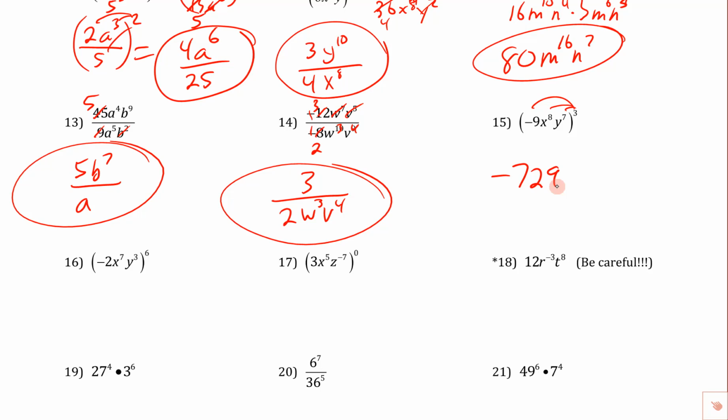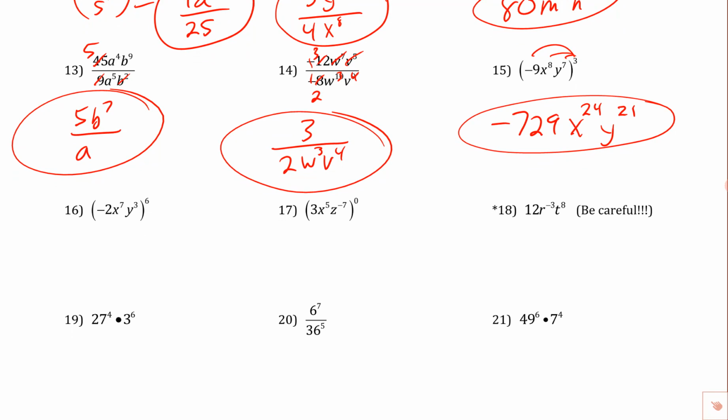729 is 9 cubed. And again, it's negative because there are 3 of those negatives. And then this would be x to the power to a power, we're going to multiply, so that's going to be x^24. Power to a power, we're going to multiply, so that's going to be y^21. Circle that, and we will keep plowing through this, see how quickly we can do it.